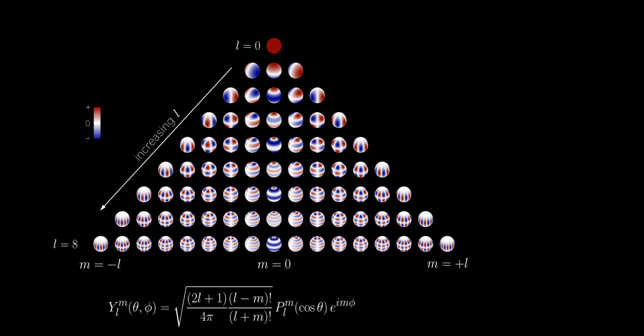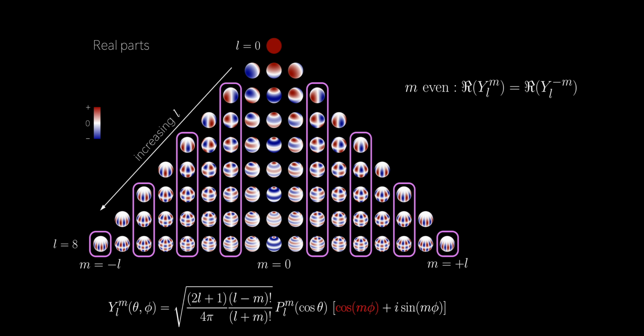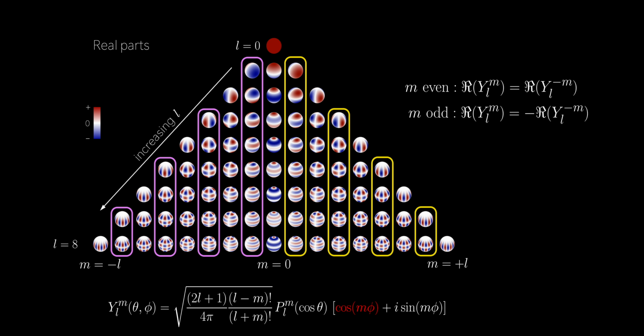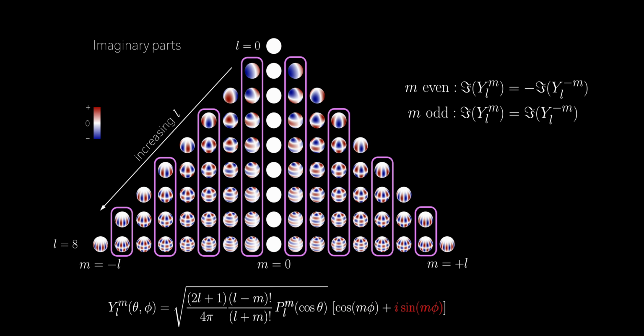The precise equation describing a given Y_LM is shown here for the more mathematically bent, though we need not concern ourselves here with this. The complex exponent e to the i m phi can be decomposed into real and imaginary components, cos m phi plus i sine m phi. Here we see the real components, which for a given L are symmetric around m equals 0 for even m and antisymmetric for odd m. The opposite is true for the imaginary components shown here.